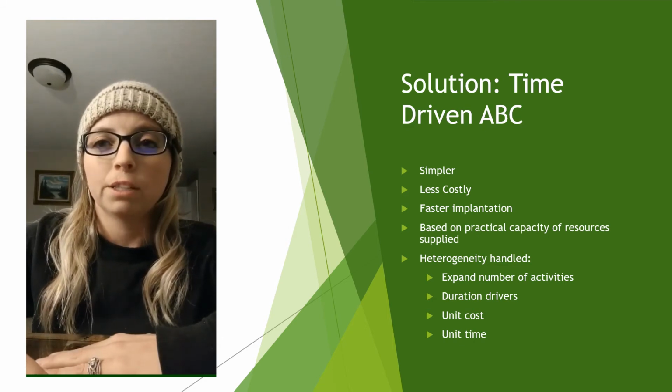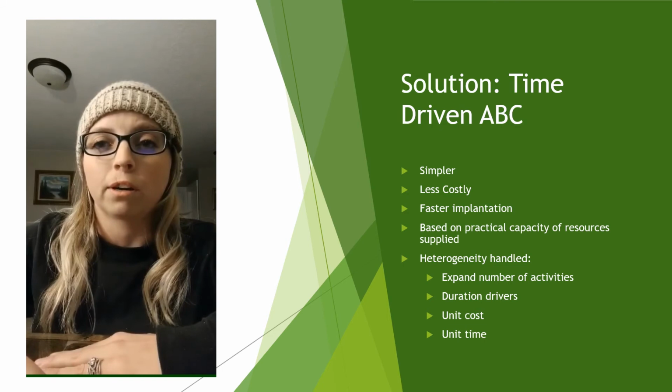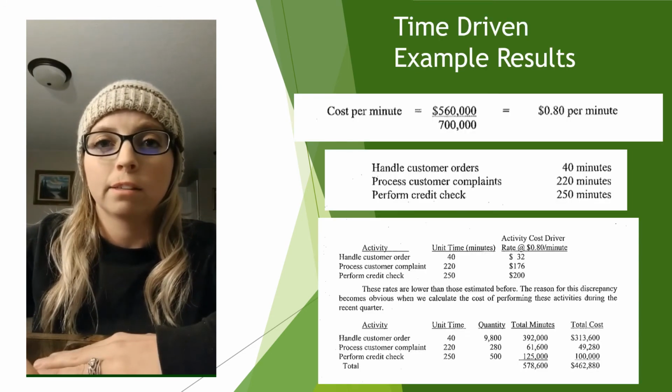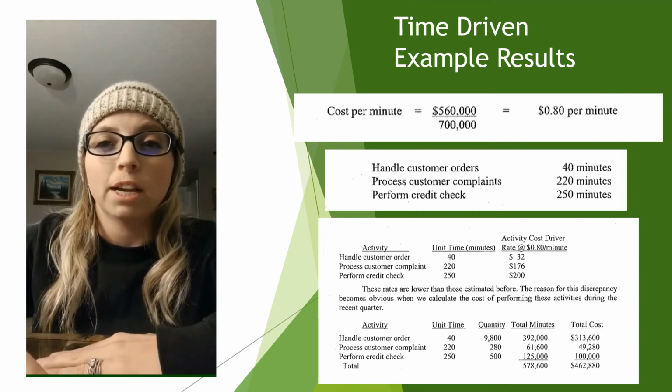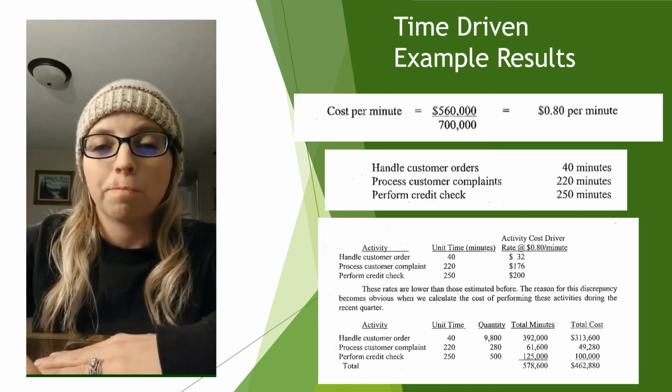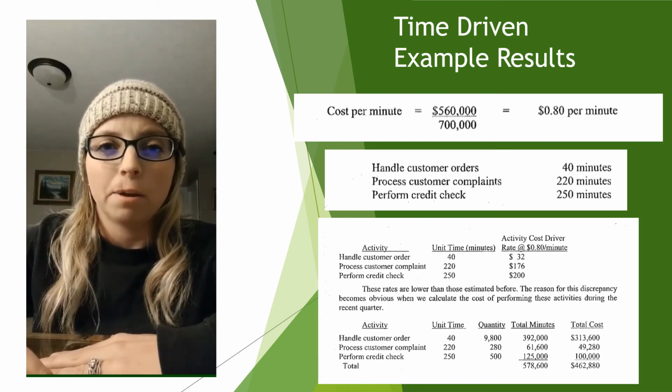The first is to expand the number of activities into categories like complex order, average order, and simple order. The second is duration drivers, which estimate the time required to complete a task. The unit approach starts the traditional way by calculating the percentage of time spent on an activity. It is usually estimated to be 80 to 85% because this accounts for a person's breaks and communication about the job. It is calculated by dividing cost of capacity supplied by practical capacity to get the cost per minute.